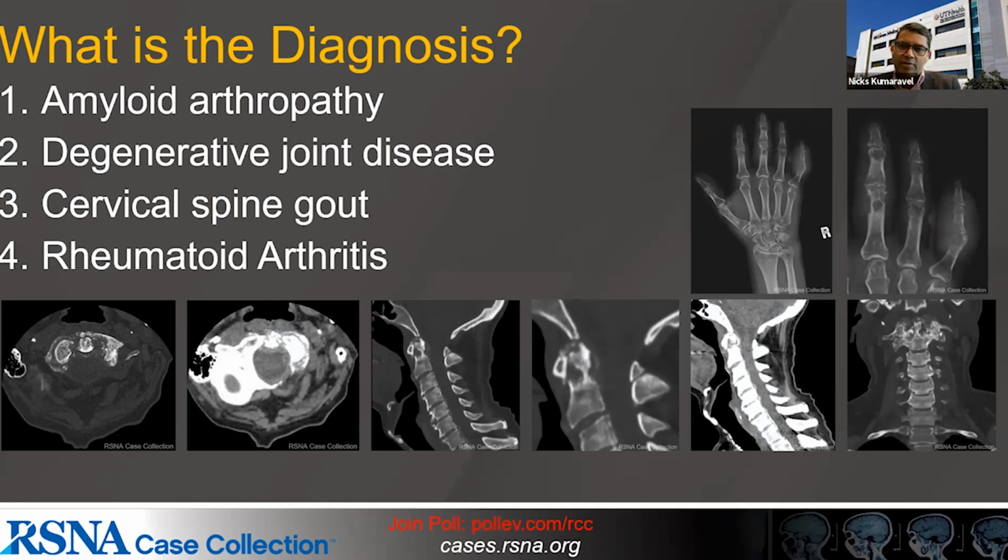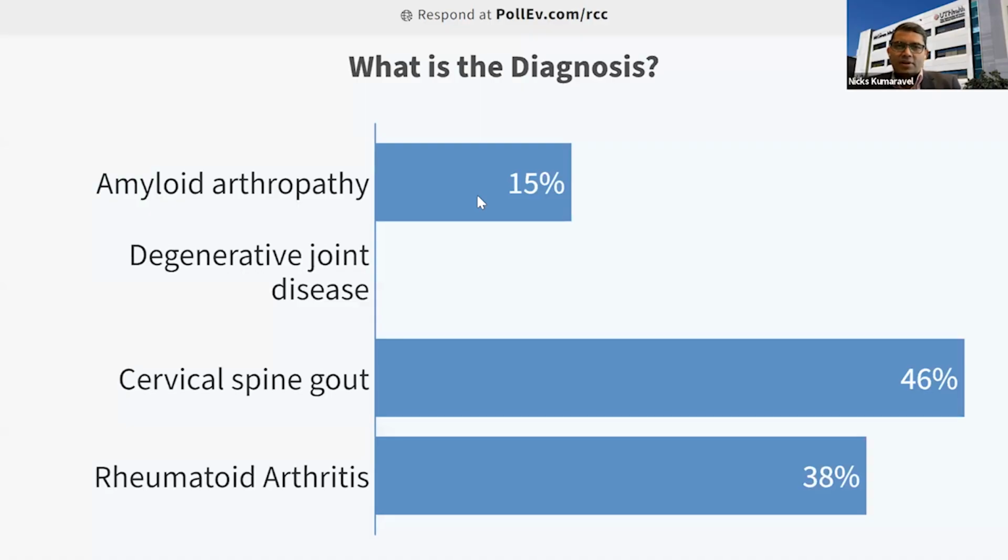Again, we've got a smattering of all the images out here, although a little bit smaller in size. But now think about what you can correlate between the radiographic features of the hand and also what is available in the cervical spine as such. All right, let's go to the next slide and see what the results are.